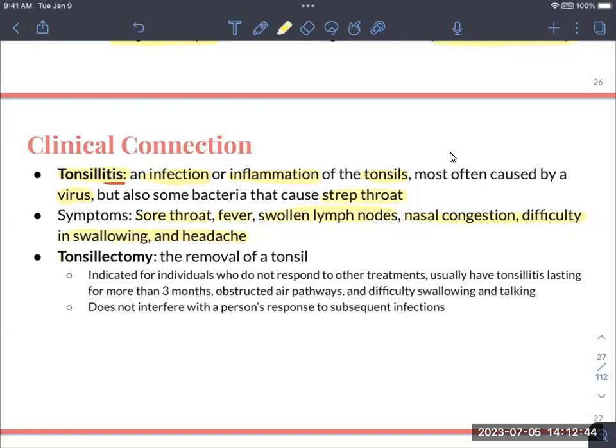That's where that tonsillectomy, the removal of your tonsils, can come into play. People who don't respond to other treatments, or they have long lasting, like more than 3 months of tonsillitis. The interesting thing is removing those lingual tonsils does not interfere with your immune system to be able to protect yourself from other future infections.